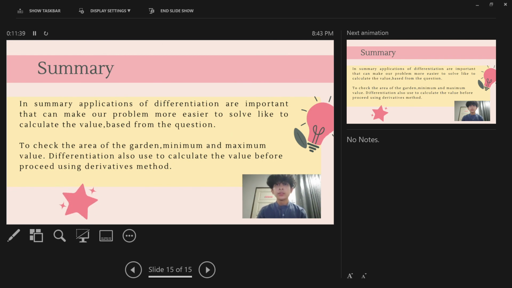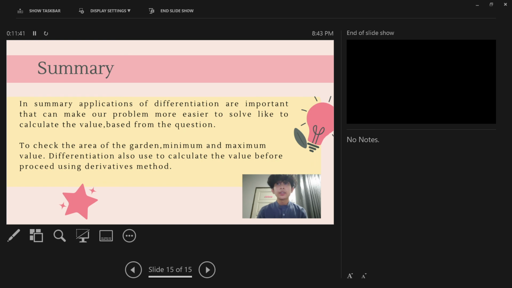In summary, applications of differentiation are important because they can make our problem easier to solve, like calculating the value based on the question and checking the minimum and maximum value of the area of the garden that we can gain from the question. Differentiation is also used to calculate the value before we proceed to using the derivative method.